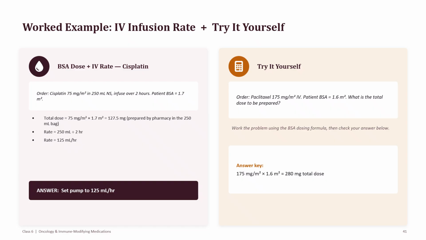So then the rate, you have 250 milliliters divided by 2 hours gives you 125 milliliters per hour on the pump.